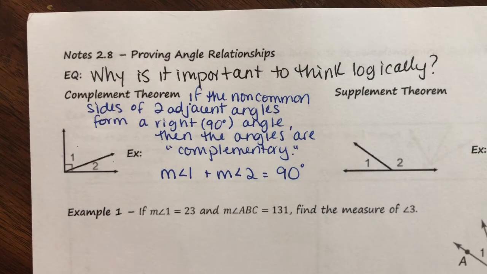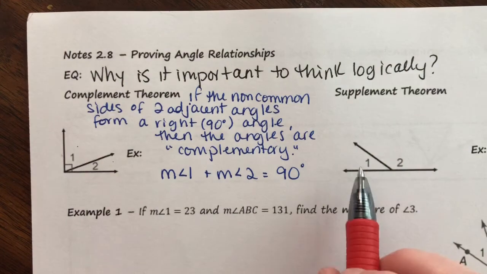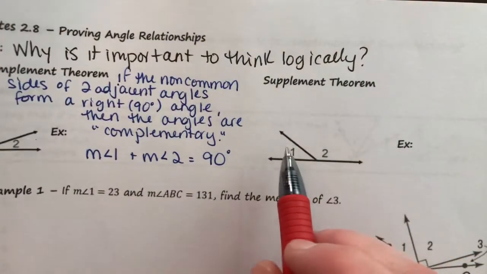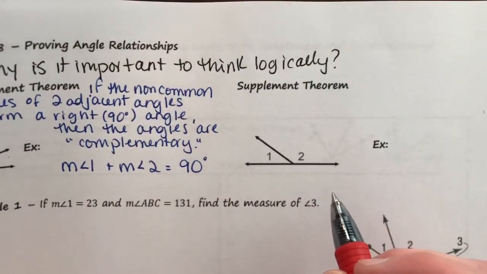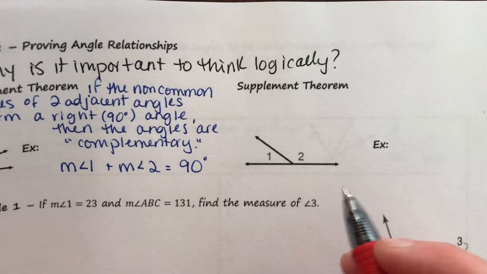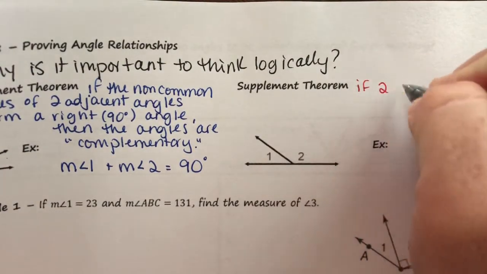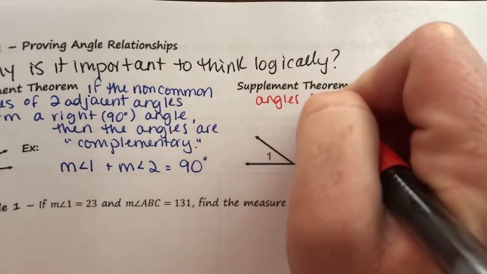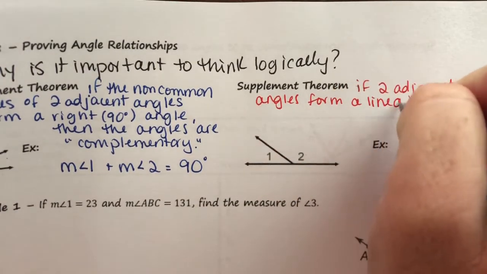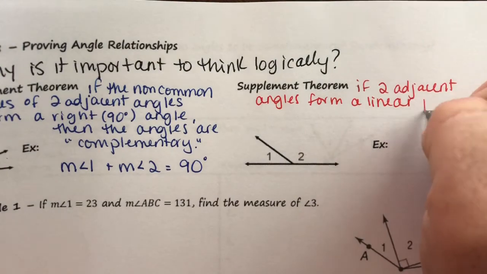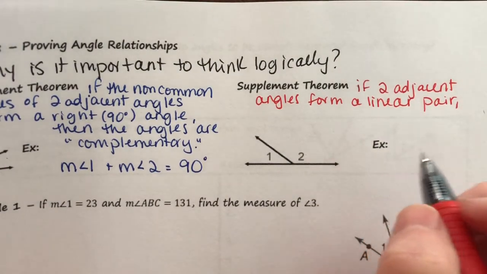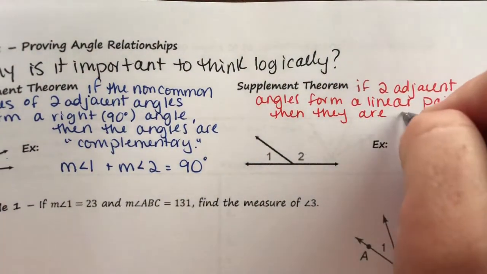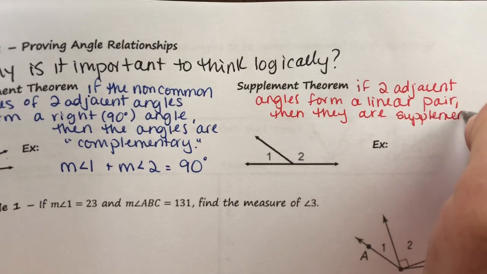The supplement theorem is basically the same thing, but for supplementary angles. So our two side by side, adjacent angles make up a linear pair, and they add up to 180 degrees. In other words, they are supplementary. So if two adjacent angles form a linear pair, a linear pair is just two side by side angles that make a straight line, then those angles are supplementary. And supplementary is 180 degrees.